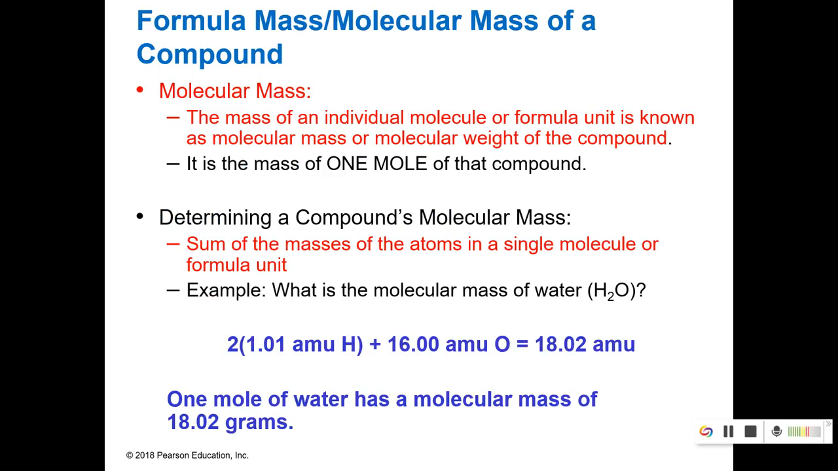Alright, so molecular mass and formula mass are the same thing. Before we were using molar mass for elements, that's just you look on the periodic table and the mass of the element is your molar mass. It's the same for molecules, except you have to add up the masses. So it is the sum of the masses. Here we've got water, we've got 2 times hydrogen plus oxygen is 18.02 grams, and that's equal to 1 mole.